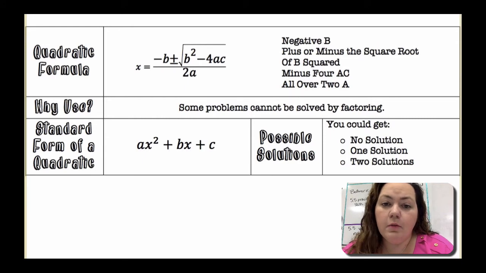Alright, so standard form of a quadratic is ax squared plus bx plus c. Before we start working with a quadratic, we need to get it in standard form first. And it is possible that we could get no solution, one solution, or two solutions when using the quadratic formula.